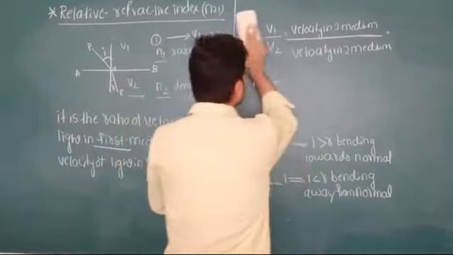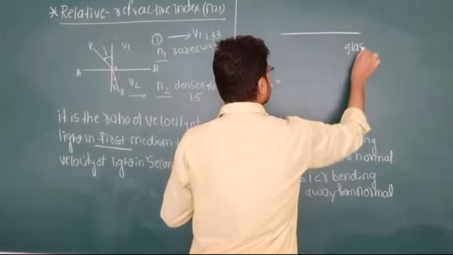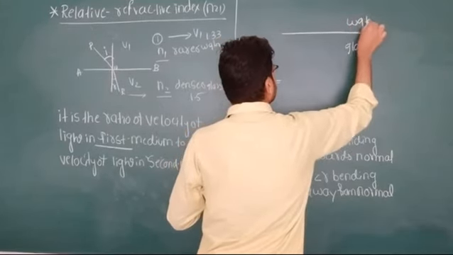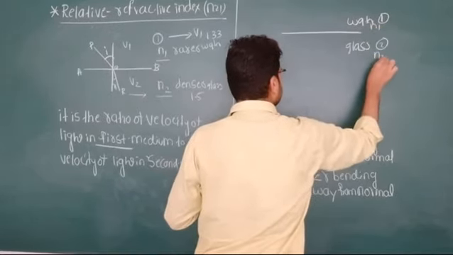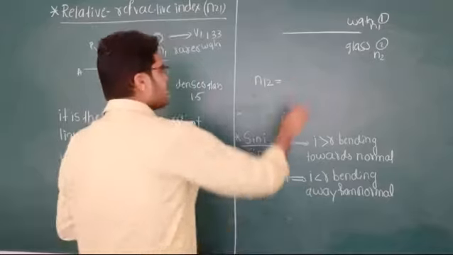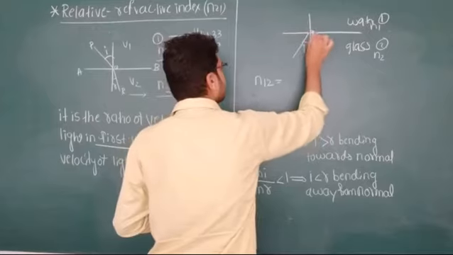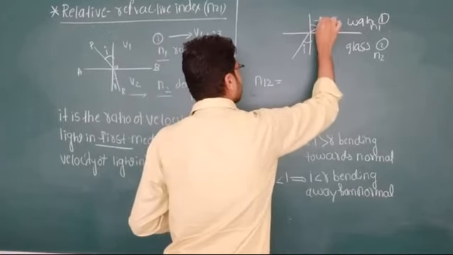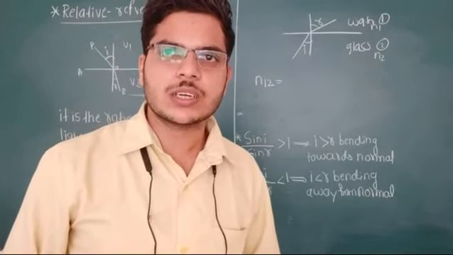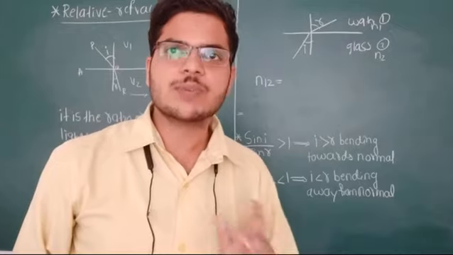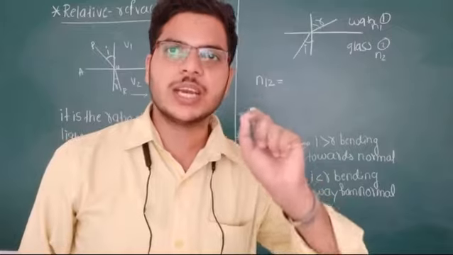Now what I am doing here? This is glass, this is water, this is the first medium, this is the second medium, this is N1, this is N2. Now I am sending the ray of light from the denser medium to the rarer medium. In the first case, the ray of light is going from water to glass medium. In the second case, I am sending the same light from the denser medium to the rarer medium.